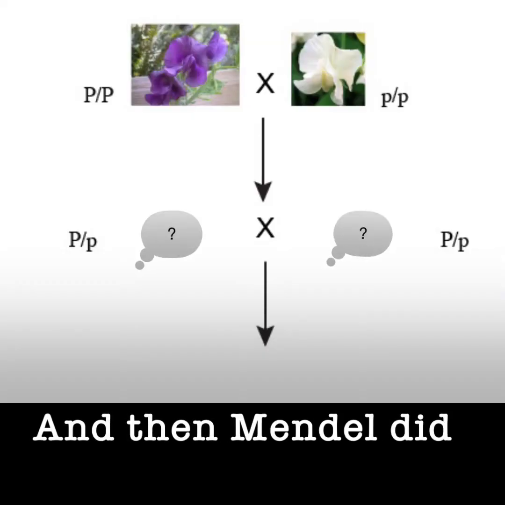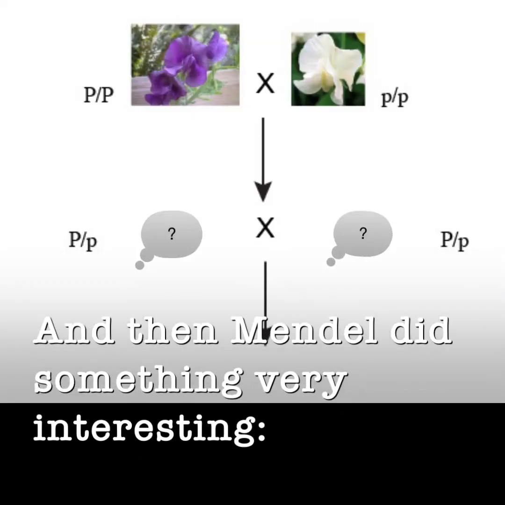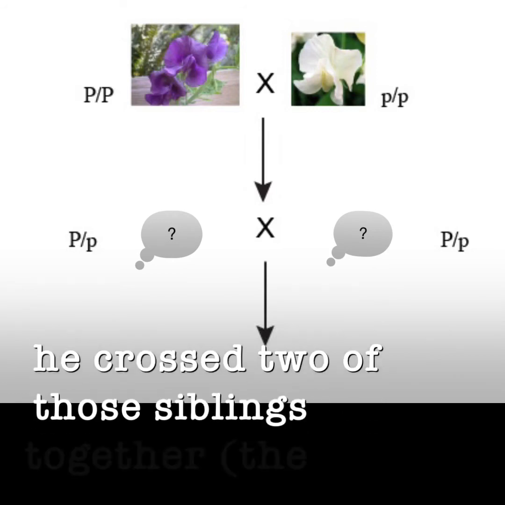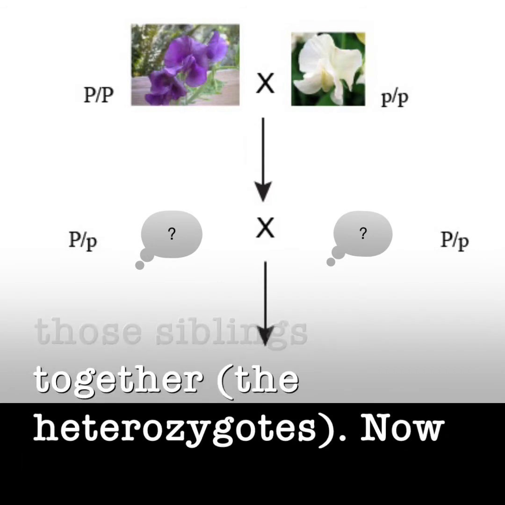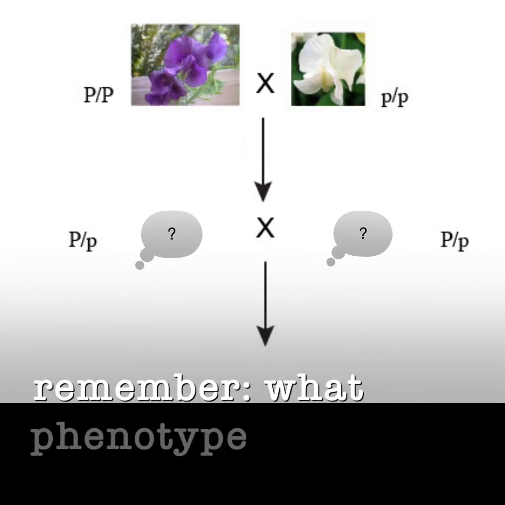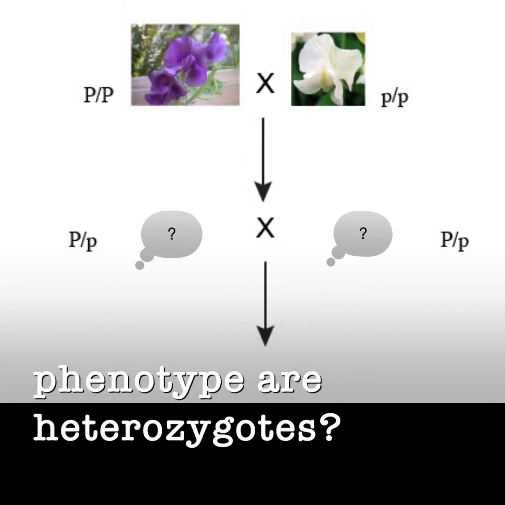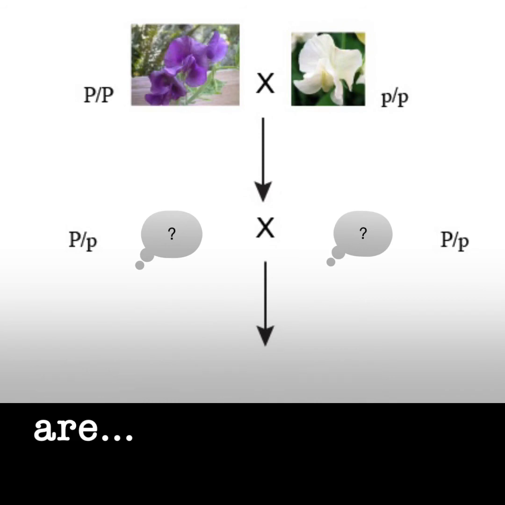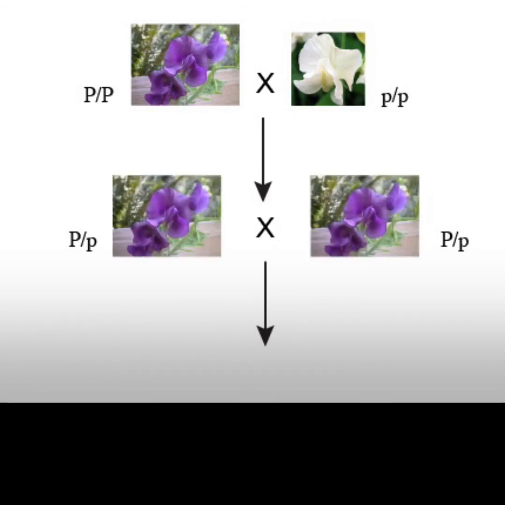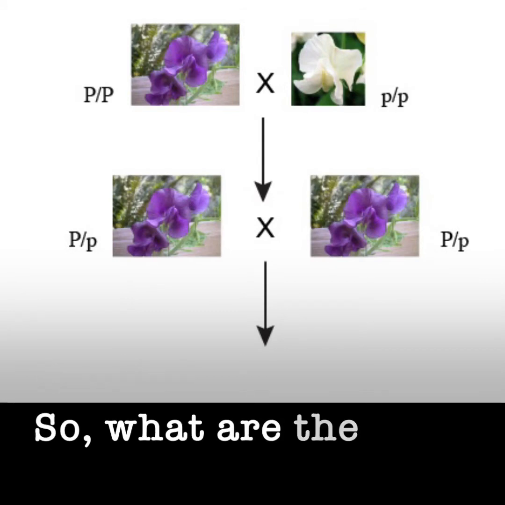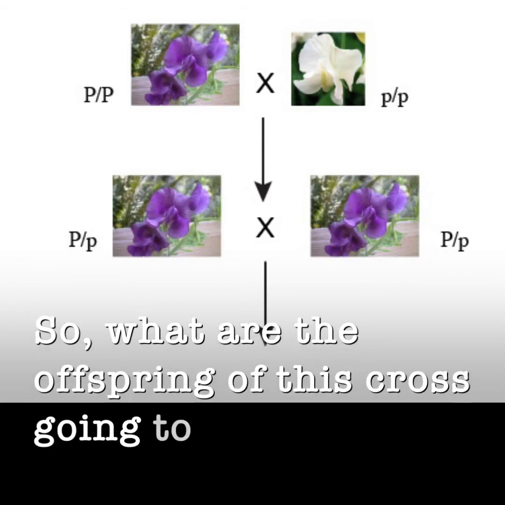And then Mendel did something very interesting. He crossed two of those siblings together, the heterozygotes. Now, remember, what phenotype are heterozygotes? The flower colors are purple. That's right. So what are the offspring of this cross going to look like?